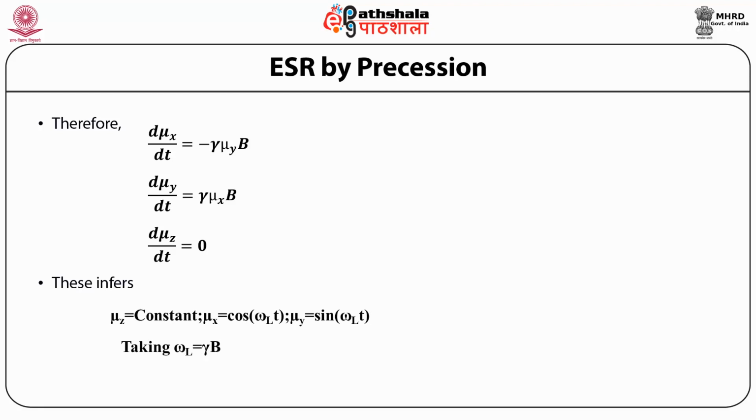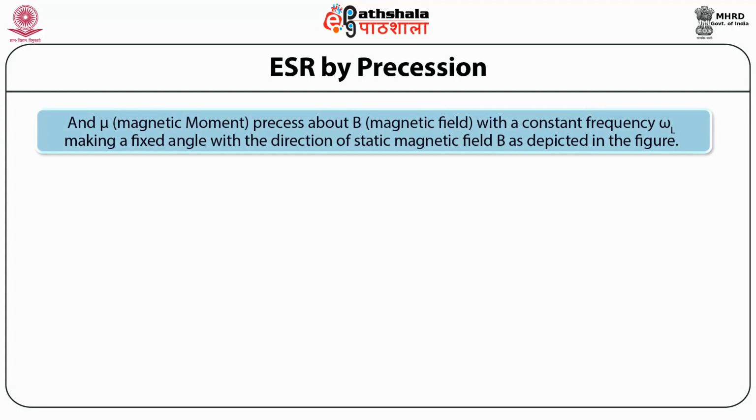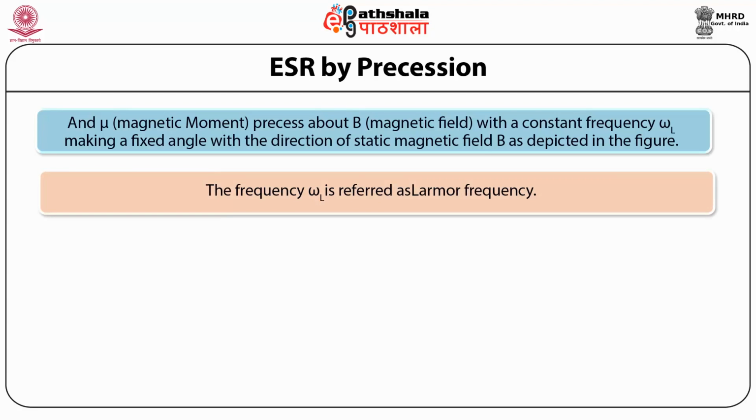This infers that mu_z is constant, mu_x is equal to cos of omega_L t and mu_y is equal to sin of omega_L t, taking omega_L equal to gamma B. The figure shows the fixed laboratory coordinates x, y, z and rotating coordinates x prime, y prime, z prime for the angular velocity along the z axis. The primed and unprimed axes are the same at t equal to 0. Mu, being the magnetic moment, precesses about B with a constant frequency omega_L, making a fixed angle with the direction of the static magnetic field as depicted in the figure. The frequency omega_L is referred to as the Larmor frequency.